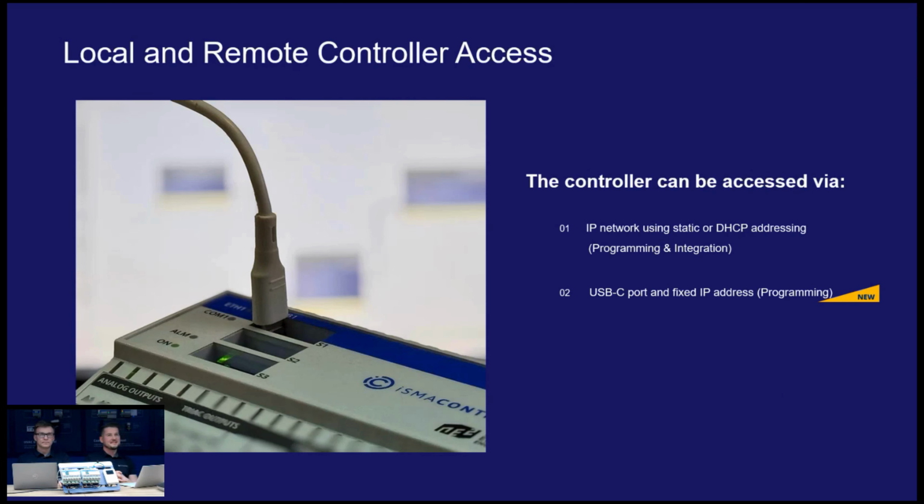What about the accessibility of the controller? When we want to connect to the controller itself, we have 2 options. The first option is to go for the IP connectivity. We can reach the controller using static IP addressing and DHCP using one or the second Ethernet port, which makes just one IP interface.